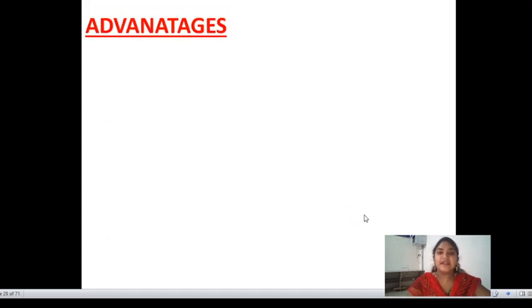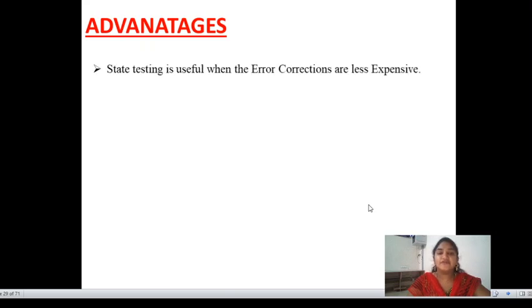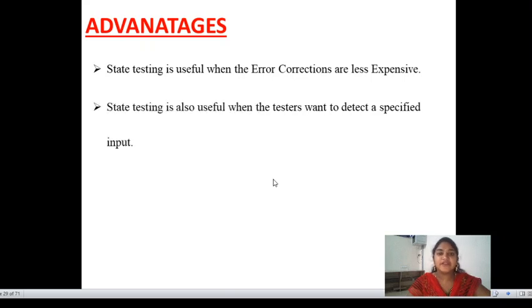Now let's see the advantages of state testing. What are the state graph advantages? The first advantage is that it is useful when the error corrections are less expensive. If the cost is very high, then it isn't useful. When it is less expensive, this is one of the advantages of state testing.